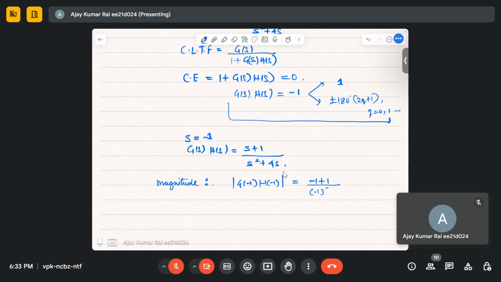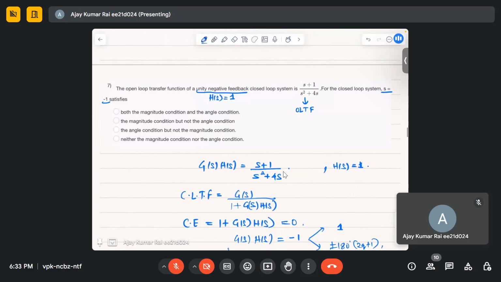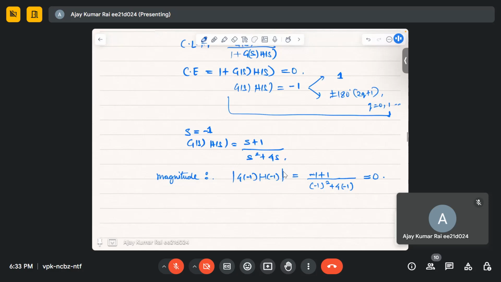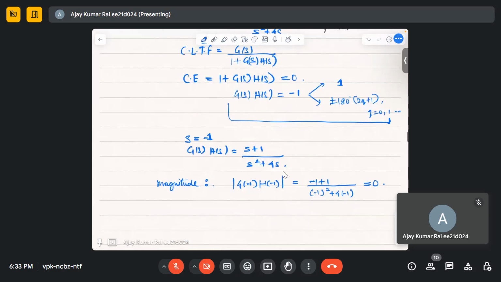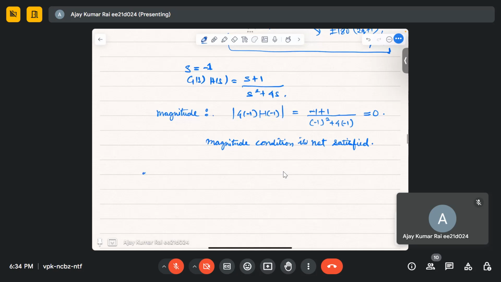Okay, so if you say numerator minus 1 plus 1 is equal to 0, we are not getting 1, right? So what we can say is the magnitude condition is not satisfied, right? So let's check for the angle condition.